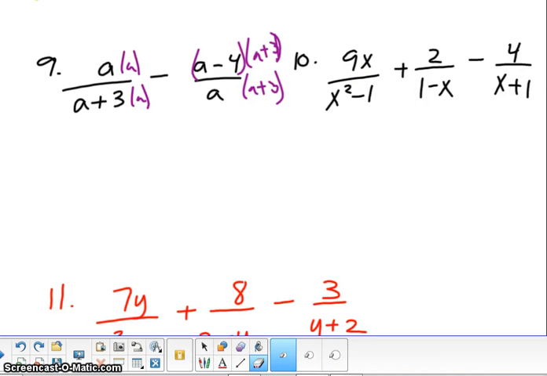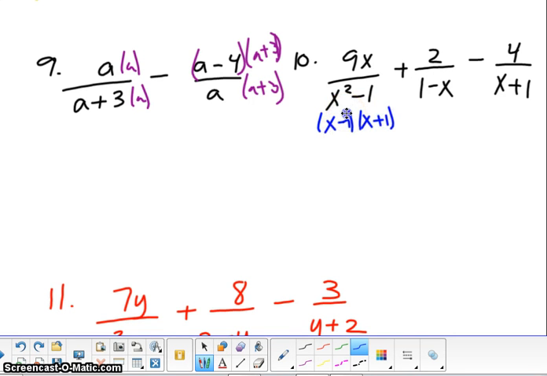The next one, the denominator factors into x minus 1 and x plus 1 because it's a difference of two squares. The next one you'd factor out a negative 1 and you'd be left with x minus 1. And then the last one does not factor at all.